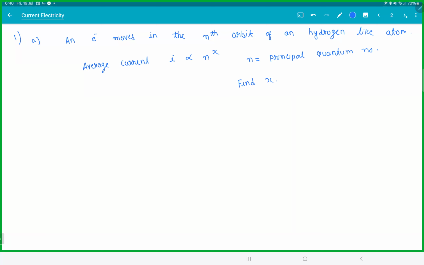I hope you guys studied atomic structure. They taught you, right? So electron going in an orbit is as good as a current flowing in that. So that average current is proportional to n power x, where n is the principal quantum number. Then what is x?